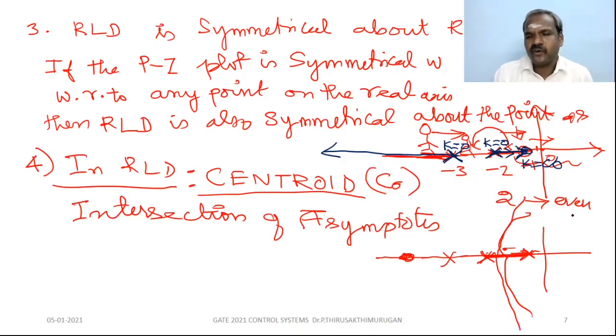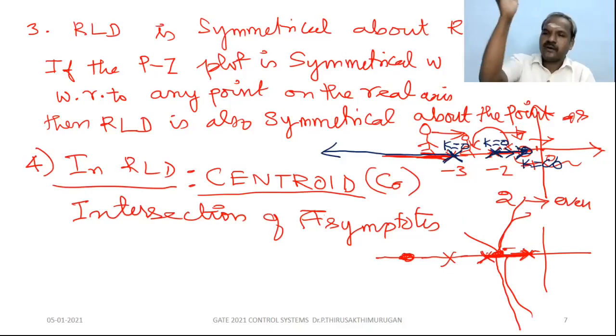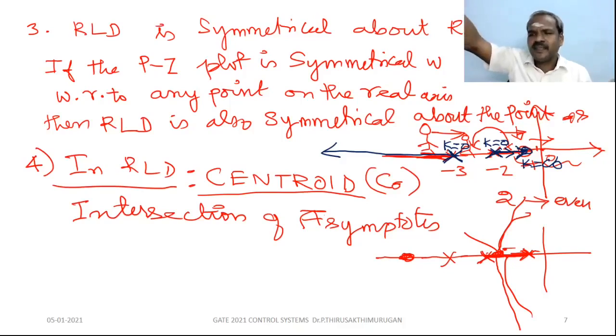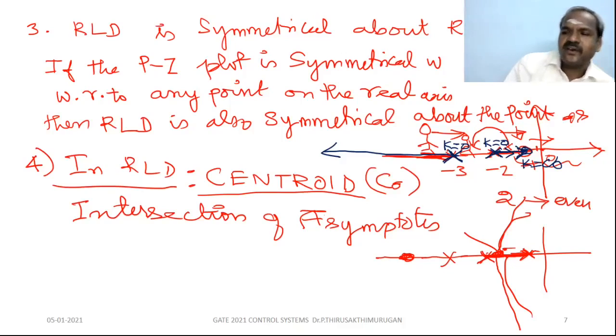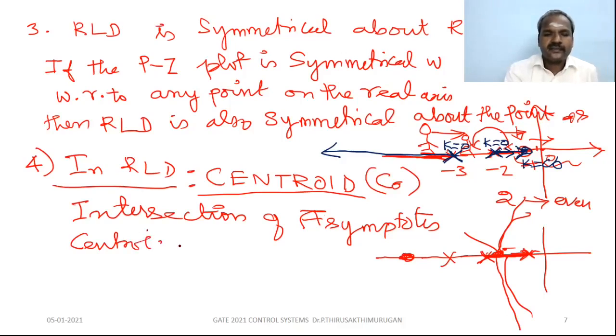These are called asymptotes. The meeting point of the two asymptotes is the centroid. What are asymptotes? The asymptotes are guidelines to the branch of the RLD which terminates at k equal to infinity. Understand or not? That is the condition. The centroid always lies on the real axis. It is always a real value, not imaginary.